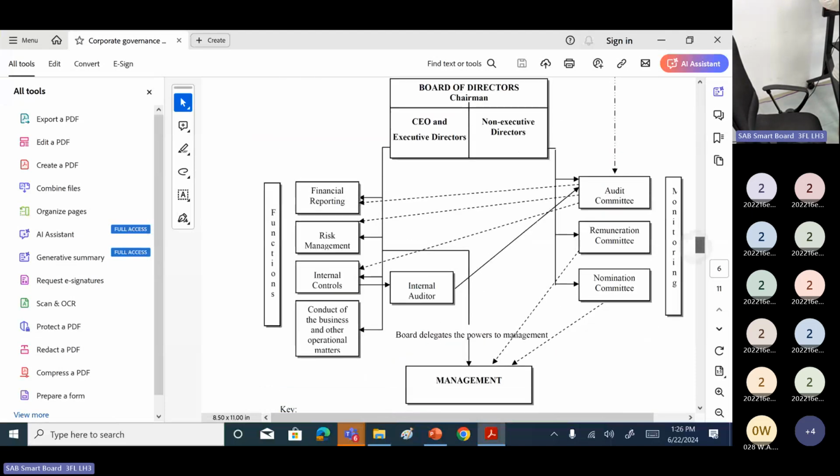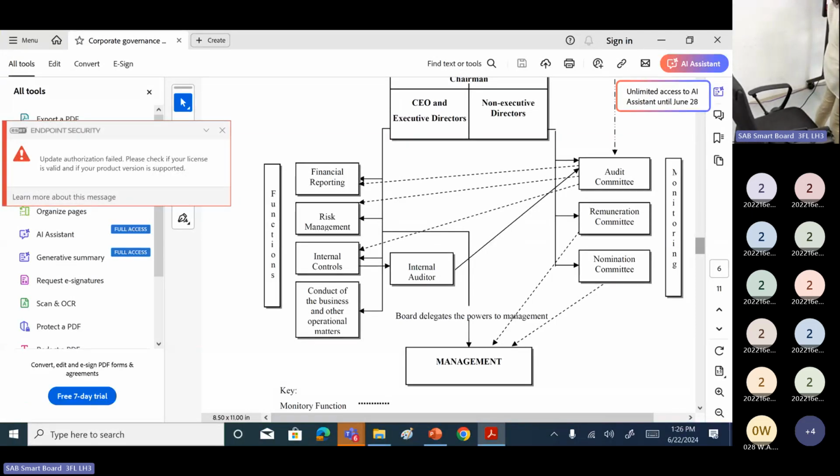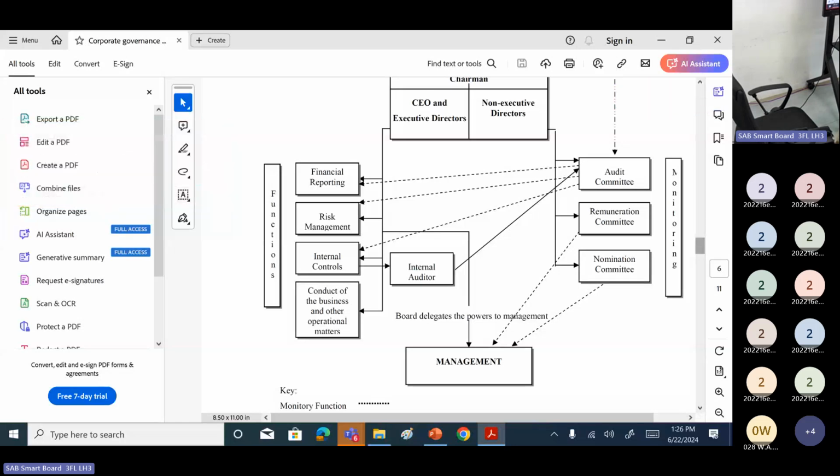Second way framework figure. Right? So in that, the audit committee. You can see that they need to oversee the financial reporting process and how it is presented, and risk management, and they are responsible for internal controls. Responsible in the sense they will supervise, they will oversee.